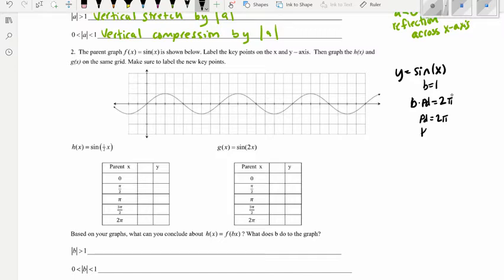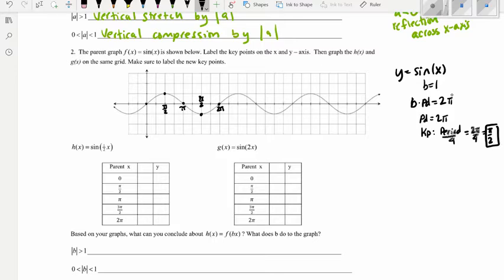And so remember the key points are going to be the period divided into 4 equal parts. So 2 pi divided by 4 is pi over 2. So we learned that in the last unit. So we can see the key points are the intercepts and the maximums and the minimums. So this is 1 pi over 2. And then the next one would be 2 pi over 2, or pi, 3 pi over 2, I'm going to write it up here. And then 4 pi over 2 is 2 pi. So that gives us our parent graph for sine.